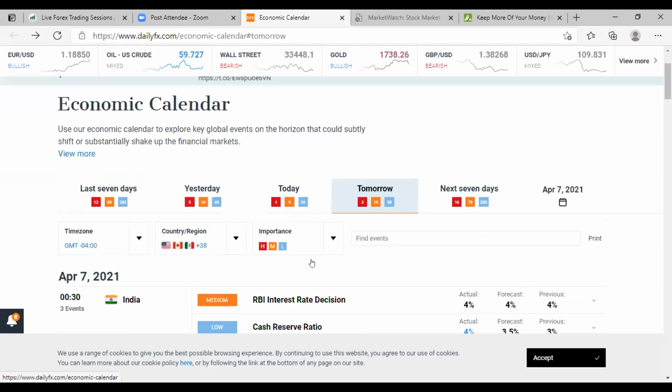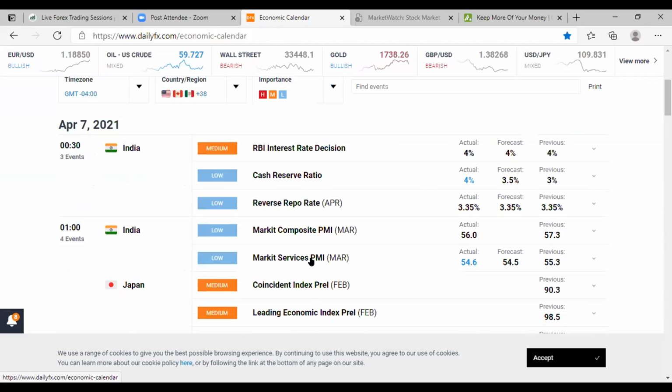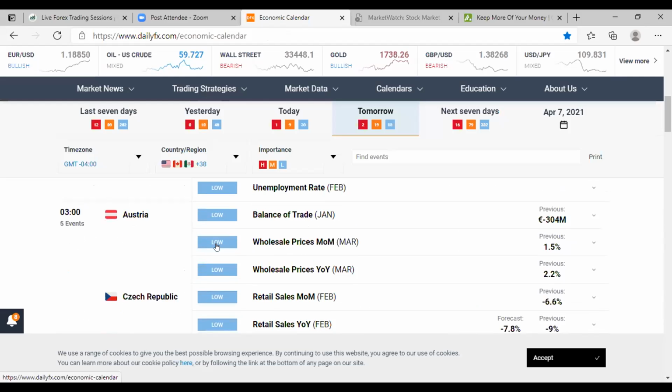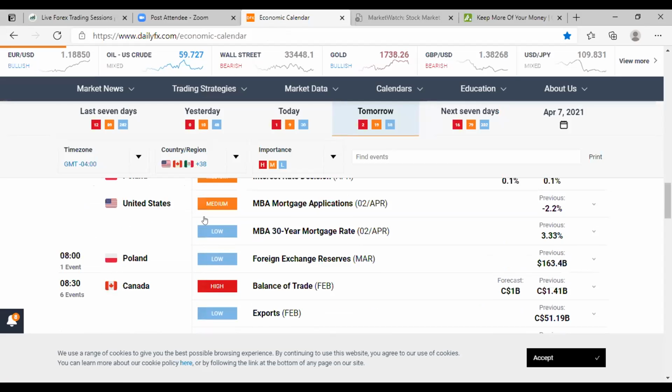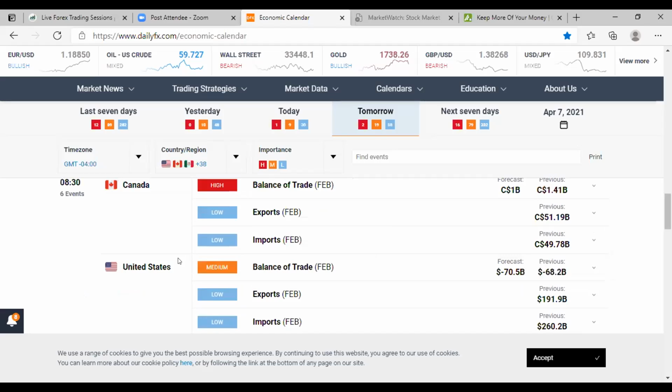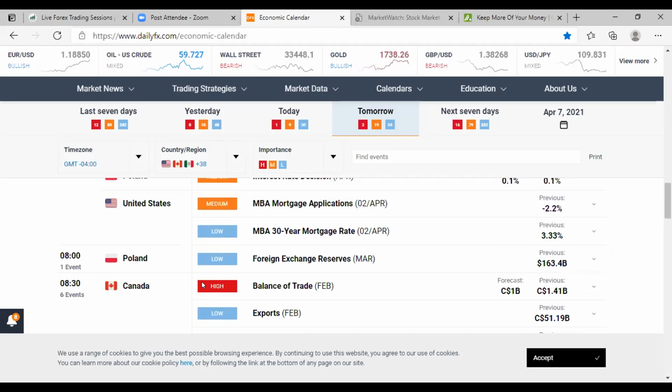So we're back to the 7th. Here we go. I'm looking at US and CAD, Canadian. Right now there is a medium-importance report. I'm not sure, I don't think this will really affect my decision today. Then we have one that is of high importance.